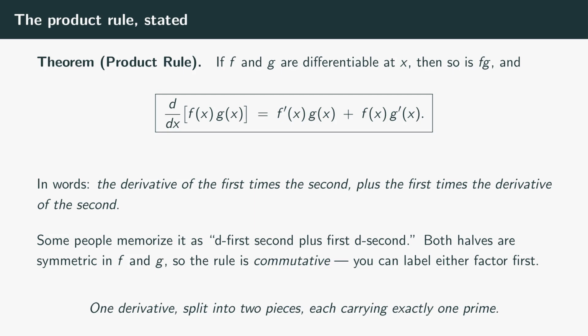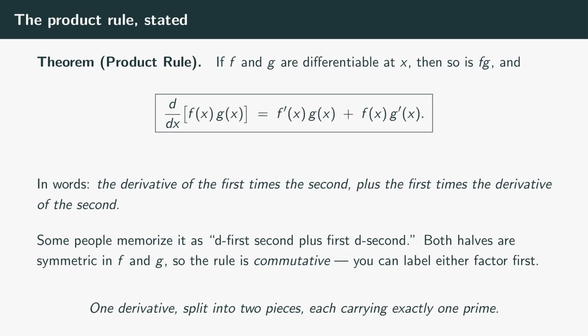Here's the rule. The derivative of f times g equals f prime times g plus f times g prime. Read that twice. Each of the 2 terms on the right has exactly 1 prime. One factor gets differentiated, the other stays the same. Then you swap which one gets the prime and add. That is the entire structure.